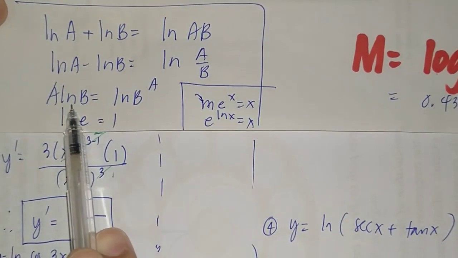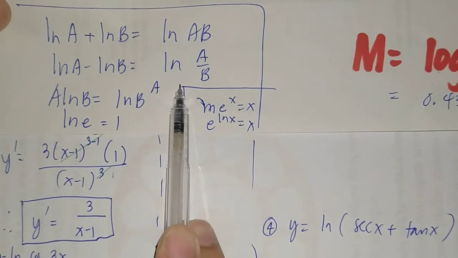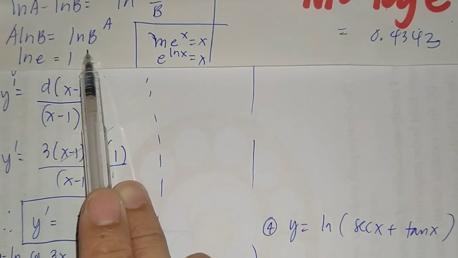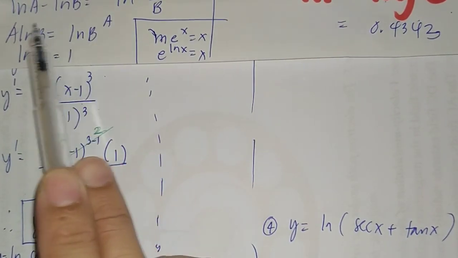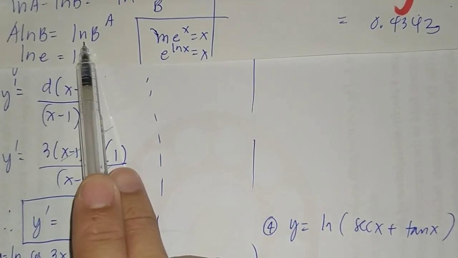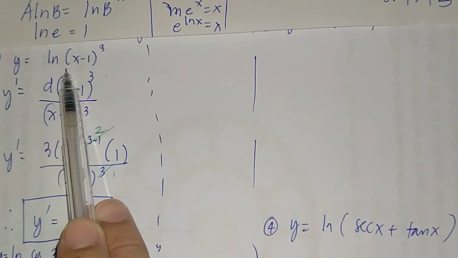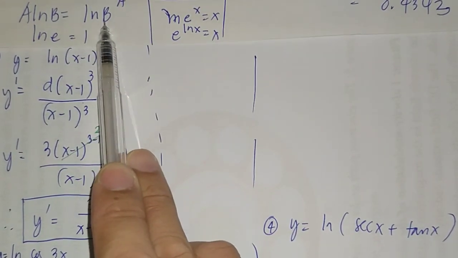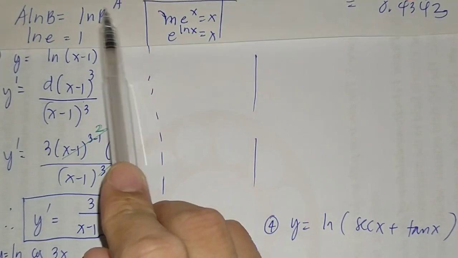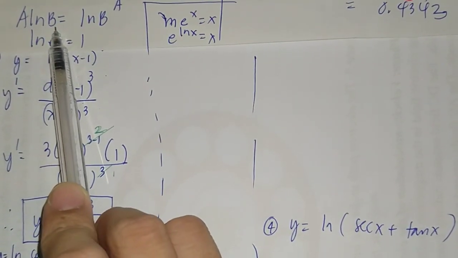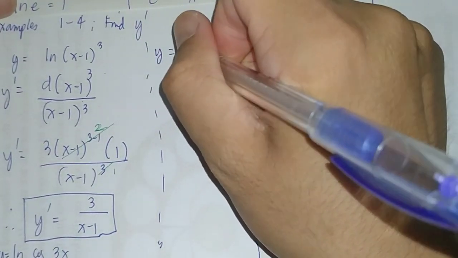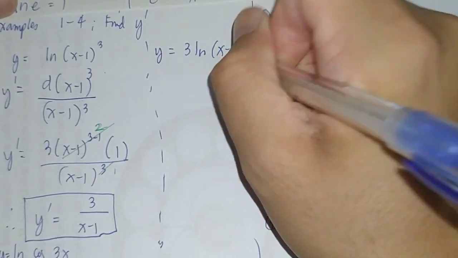Don't we have a property that a ln b is ln b raised to a? In this case, I have ln of x cube, so I can use that ln x cube is 3 ln x. Again, the given is ln of (x minus 1) cube. ln (x minus 1) is the b, and a is the third power. So that 3, we can bring to the front, then ln (x minus 1). So your y here can be written as 3 ln (x minus 1).